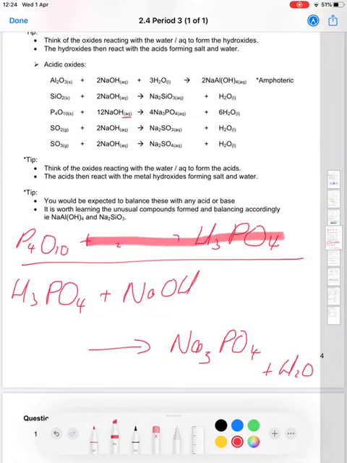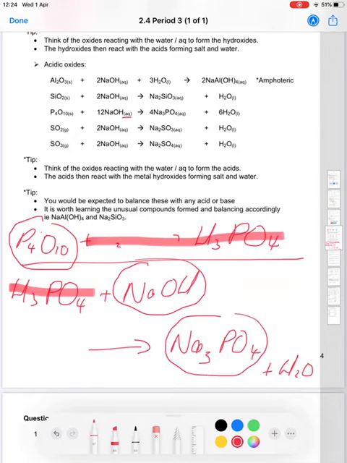If I get rid of the bits that I started with, the P4O10 reacted with water to make H3PO4. The H3PO4 then reacted with the sodium hydroxide, which basically leaves me with P4O10 reacting with sodium hydroxide to give me sodium phosphate and water. And all you need to do then, I say all, is to go through and balance it. So you need 4 of those, 12 of these, which will then give you 6 waters, which is what this reaction is here. Okay.